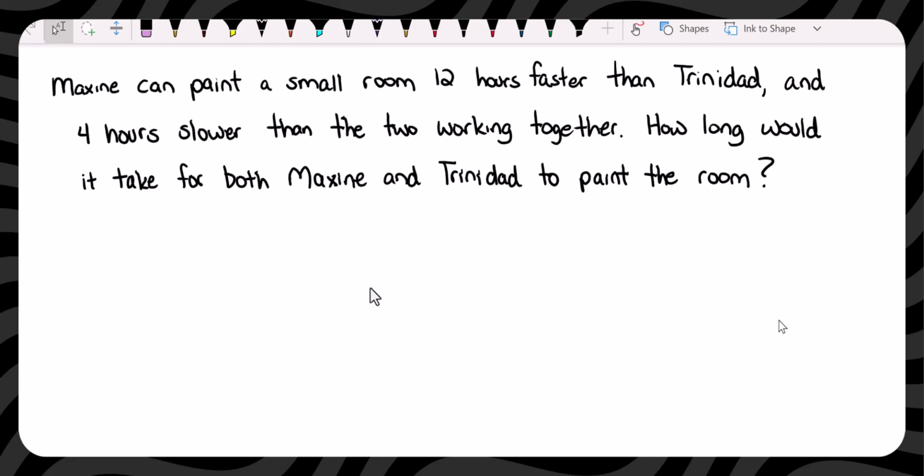Maxine can paint a small room 12 hours faster than her friend Trinidad and 4 hours slower than the two of them working together to paint the same room. So how long would it take for them to work together to paint that room is really the question.